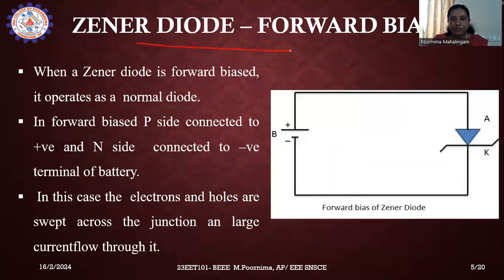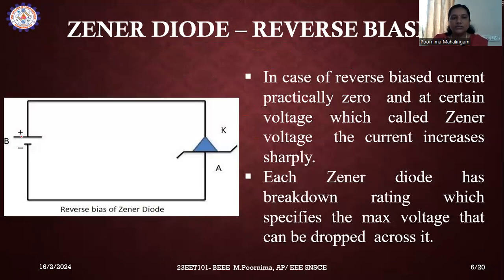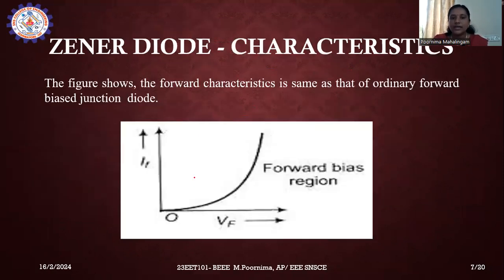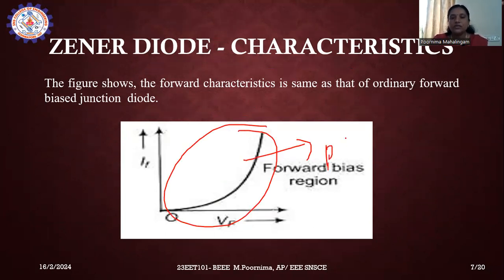Here are the Zener diode forward bias characteristics. In forward bias it acts like a normal diode when the positive is connected to the anode and the negative is connected to the cathode. In reverse bias, the positive is connected to the cathode and the negative is connected to the anode. This is the connection and the characteristics. In forward bias, it acts like a normal PN junction diode.